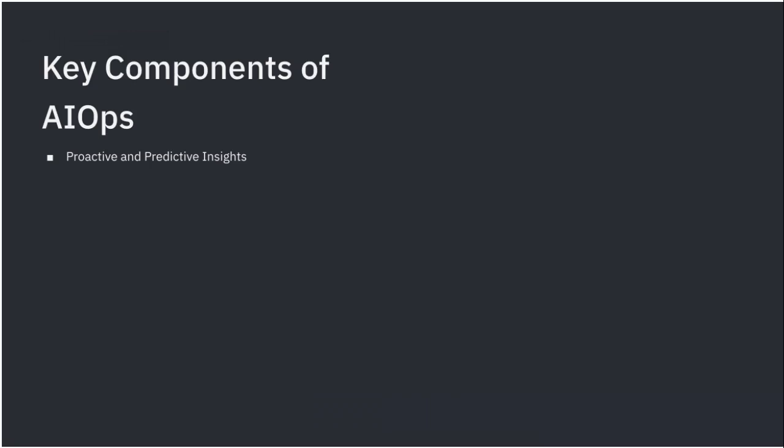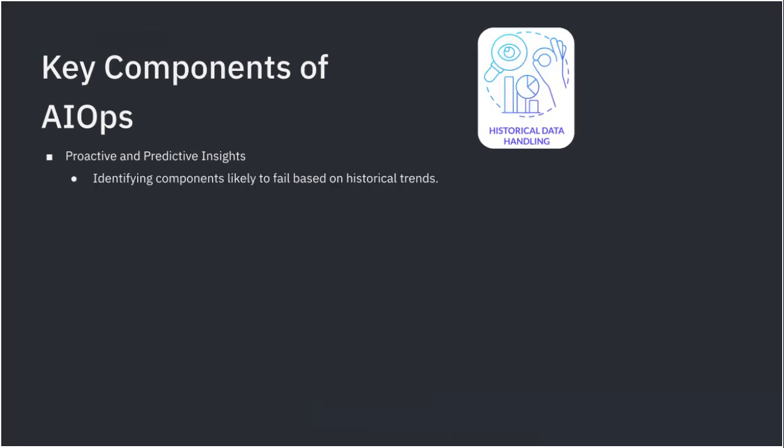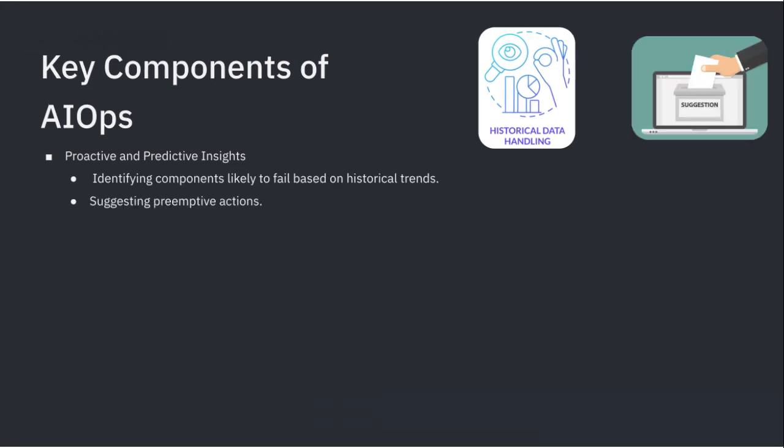5. Proactive and predictive insights. AIOps platforms utilize predictive analytics to forecast potential issues before they arise, such as identifying systems likely to fail based on historical trends and suggesting preemptive actions to prevent downtime. These proactive insights enable IT teams to stay ahead of problems, ensuring smoother operations.